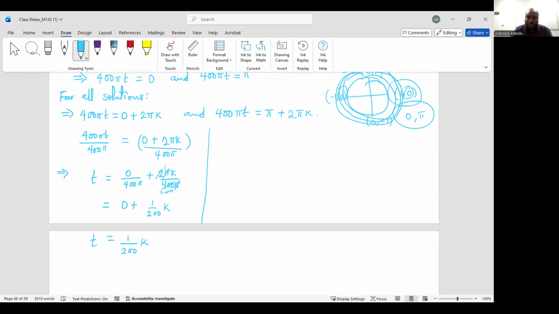Also, for this, we divide through by 400 pi. So that is t now equals pi over 400 pi plus 2 pi k over 400 pi. So which is 1 over 400, because pi will take care of pi, 1. So 1 over 400 plus pi, 2 here 1, 2 here 200. So 1 over 200k.